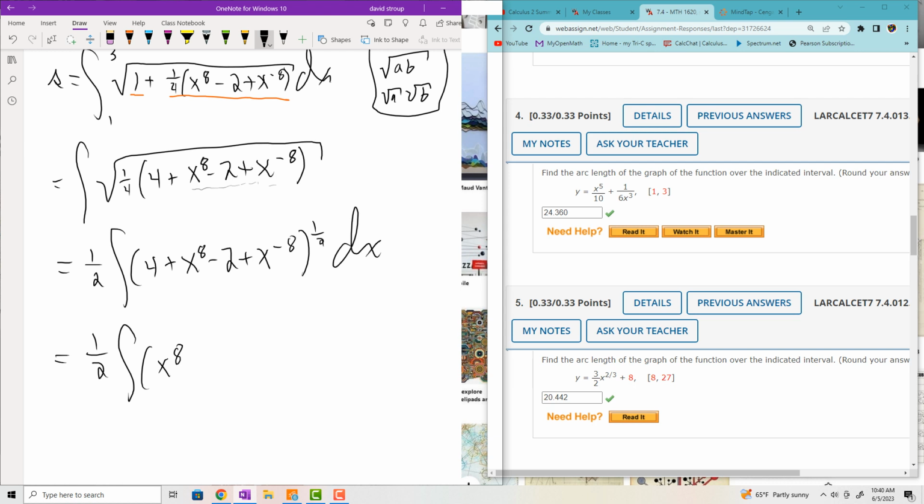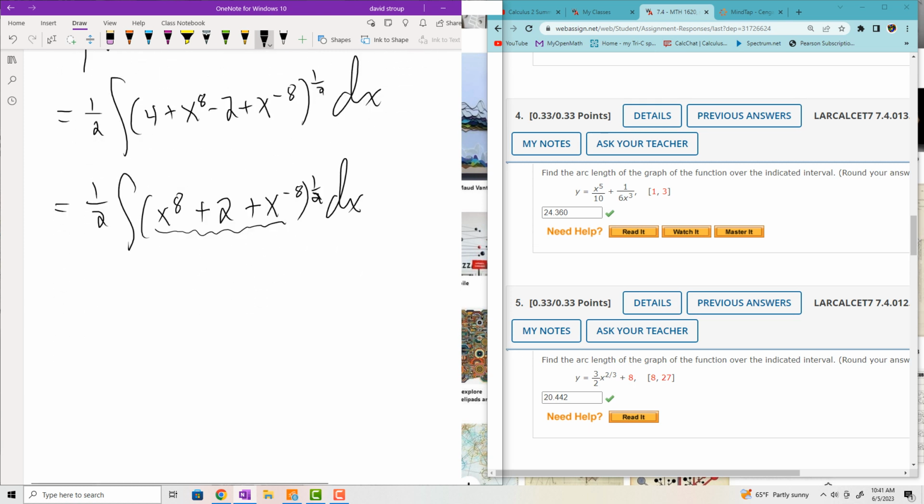So you get x to the 8th plus 2 plus x to the negative 8th, and then we have that raised to the 1/2 dx. Okay, so it may seem like all is lost, but this thing right here is something you could factor. So this will be something squared, a binomial squared, and then when you take its square root, you get rid of the square root. So what times what gives you that trinomial?